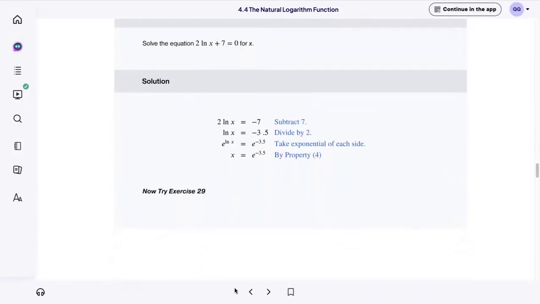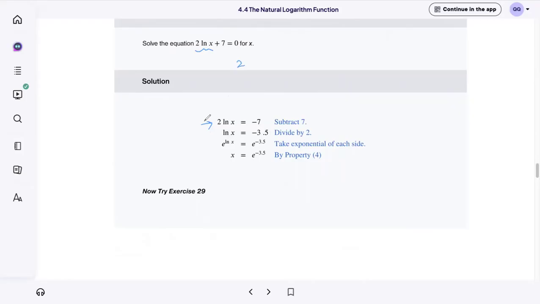Let's see this one. This is a logarithmic equation. So we have 2 ln x plus 7 equals 0. That means ln x should be a negative number, right? So let's move positive 7 to the other side, becoming negative 7. So 2 ln x equals negative 7. Then we divide by 2 on both sides. ln x equals negative 3.5.